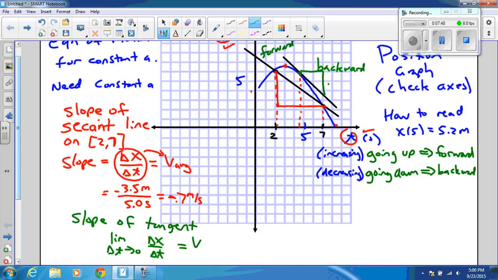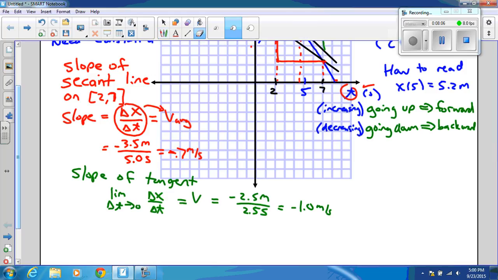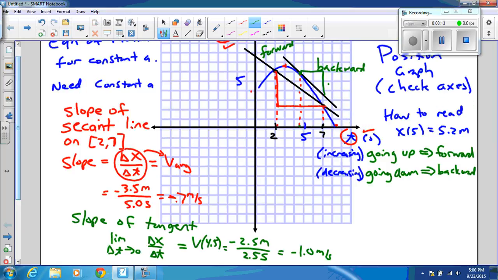Looks like the rise is about negative 2.5, and the run is about positive 2.5. And the units are still meters for the rise, and seconds for the run. So I get about negative 1.0 meters per second as the velocity at the point of tangency. So the velocity would be at the point t equals 4.5, because 4.5 right here is where I drew the tangent line.